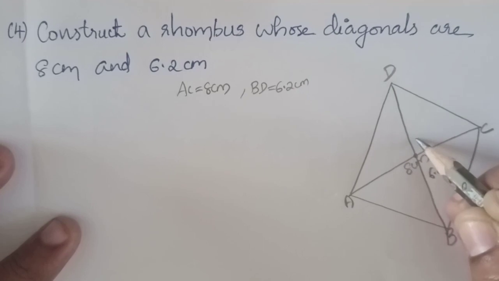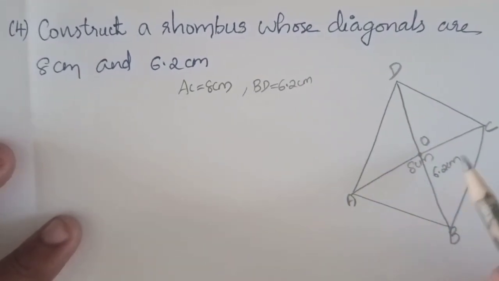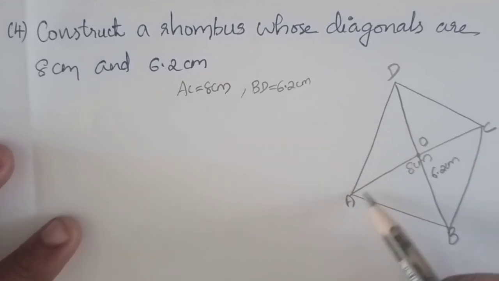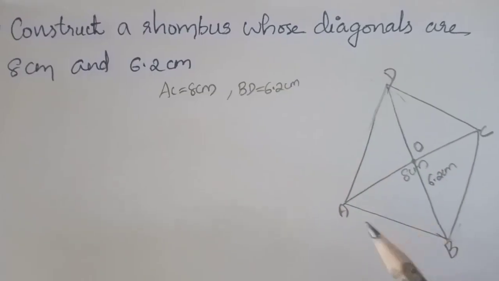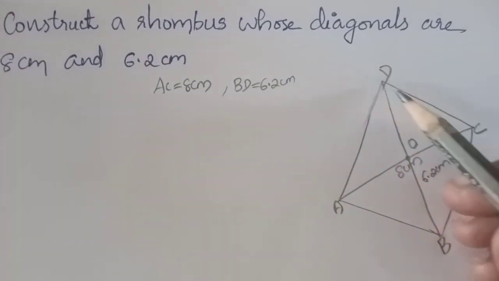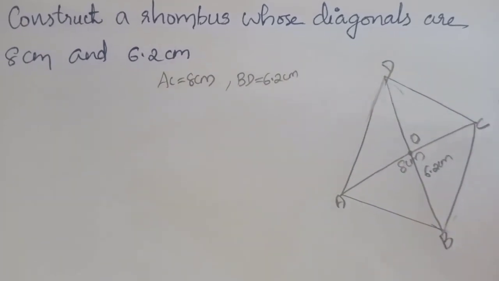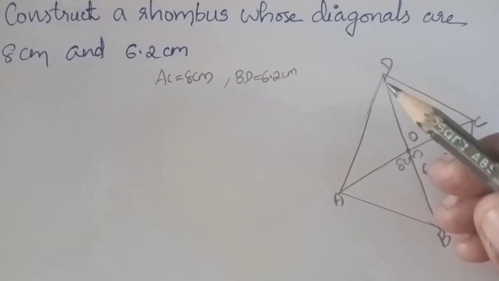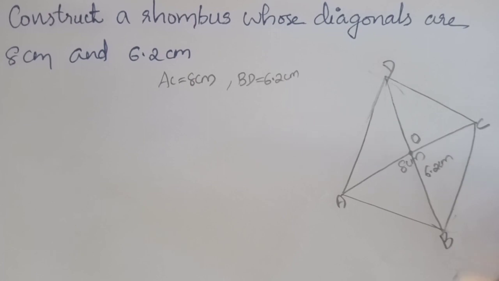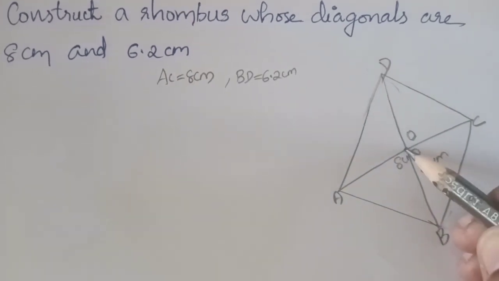The meeting point is O. So the steps: first draw a line segment AC equal to 8 cm. Then draw the perpendicular bisector of AC. That means take more than half of the length of AC. With A as center, draw two arcs above and below AC. By using the same radius with C as center, draw another arcs which intersect the previous arcs. Then join. Mark the point as O.